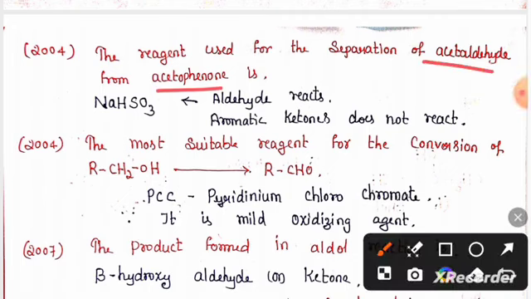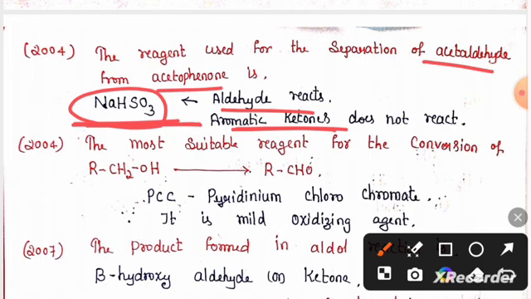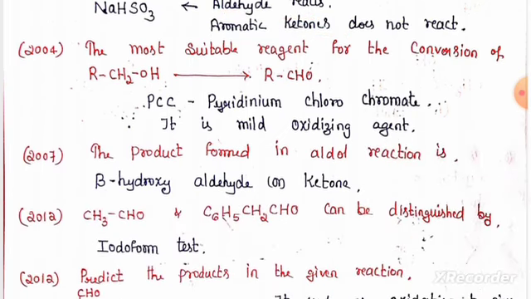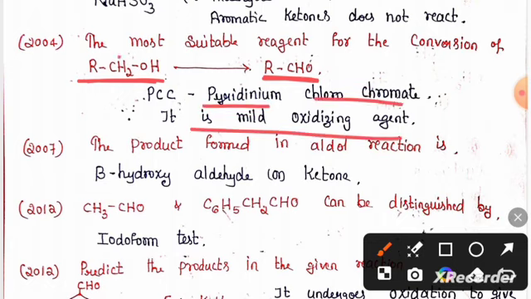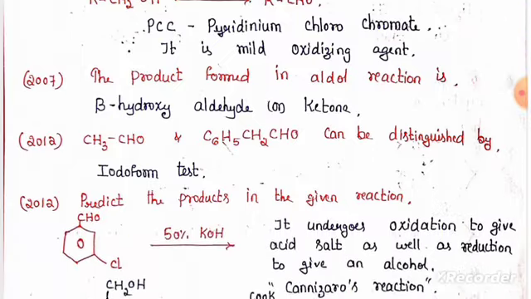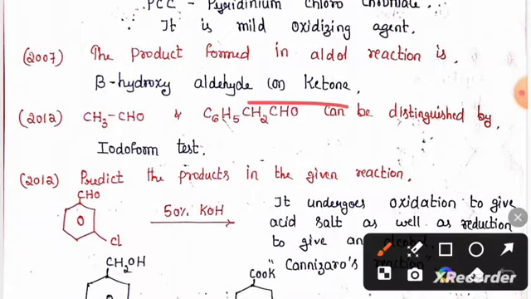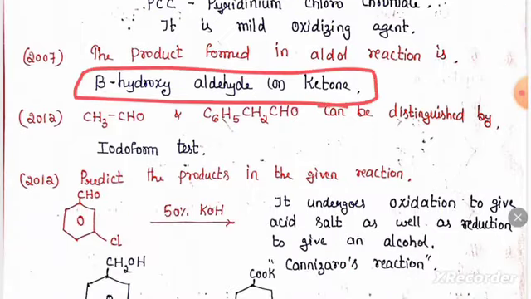Acetaldehyde and acetophenone, one is an aldehyde, one is a ketone. It can be separated by using sodium bisulfite, because aldehyde reacts with sodium bisulfite, whereas aromatic ketone does not react with sodium bisulfite. Aldehyde gives an addition product with sodium bisulfite. The most suitable reagent for the conversion of primary alcohol into aldehyde is pyridinium chlorochromate, because PCC is a mild oxidizing agent, so it will convert primary alcohol into aldehyde. The product formed in aldol condensation is beta hydroxyaldehyde or beta hydroxyketone.